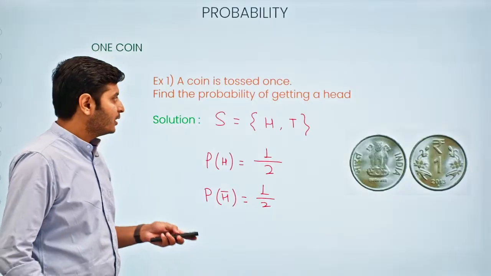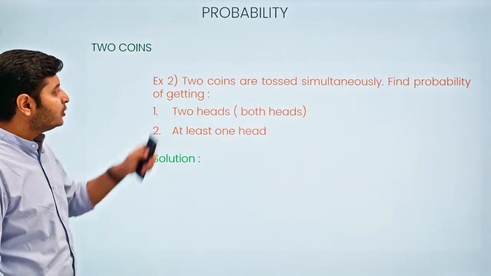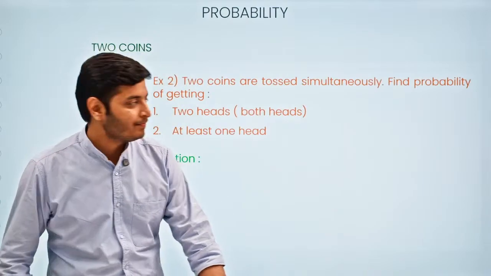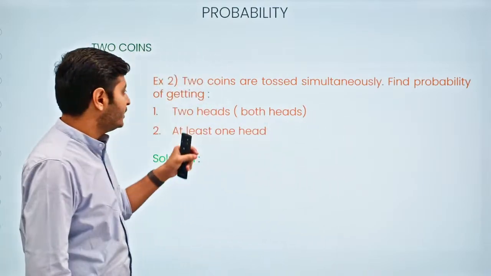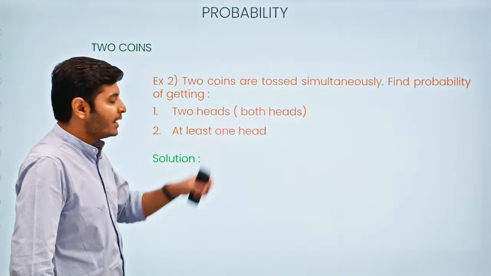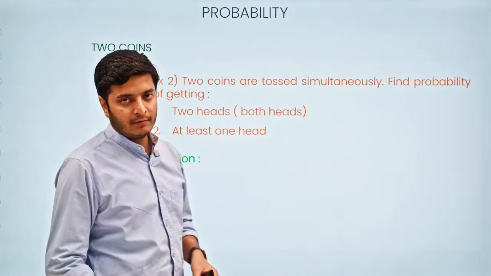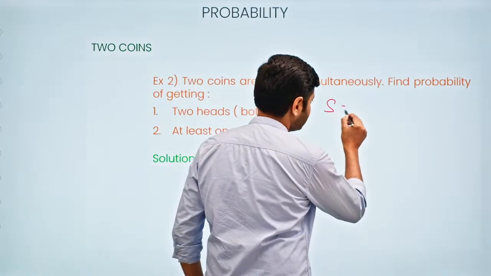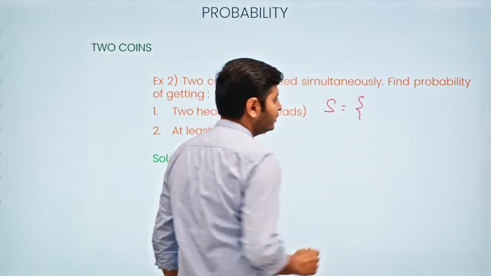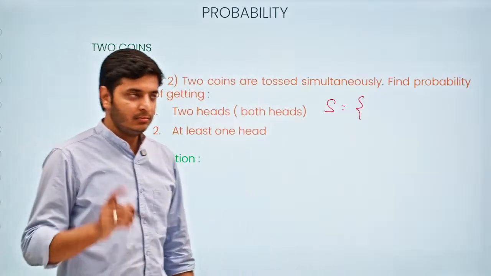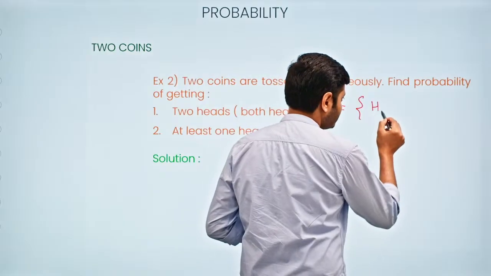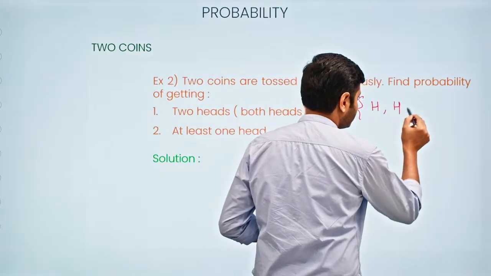Now, one more problem. Two coins are tossed simultaneously. So this time we are tossing 2 coins. Find the probability of getting, first part, 2 heads. So first thing first, we need to write down the sample space, correct? Suppose I am tossing 2 coins. So the first one can show me heads. The second one is also showing me heads.